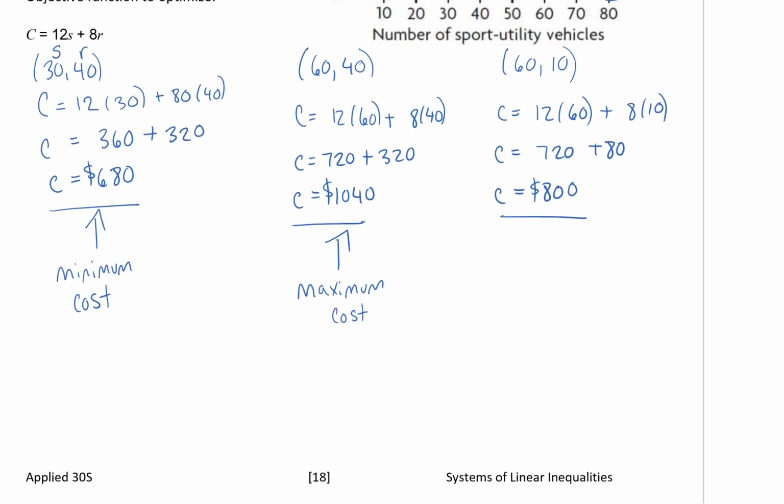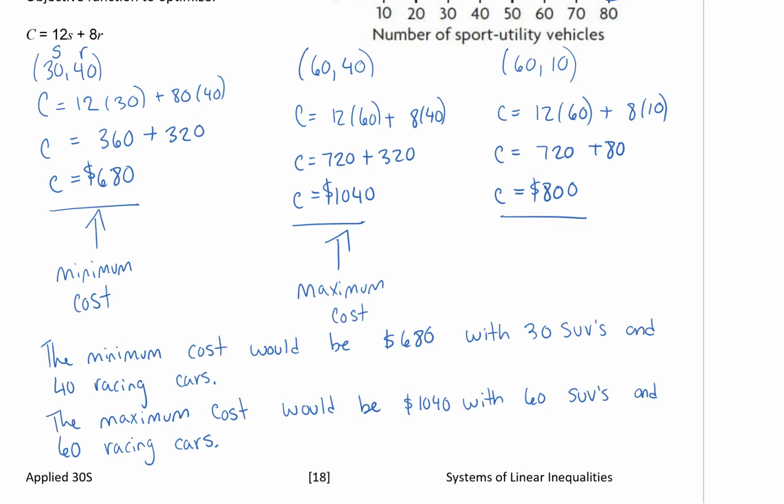And at the end, you're probably going to want to write some sort of sentence. So what gives us the minimum cost? 30 SUVs and 40 racing cars. What gives us the maximum cost? 60 SUVs and 40 racing cars.